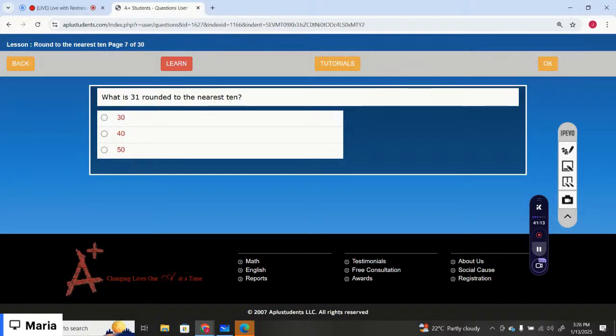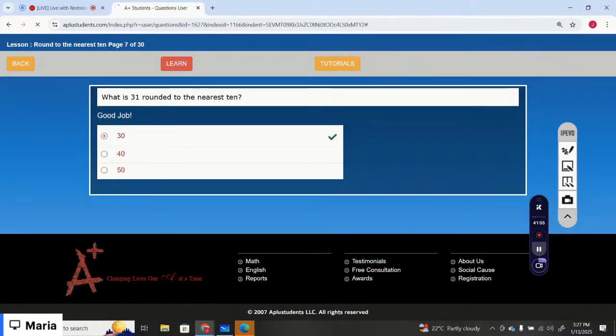What is 31 rounded to the nearest 10, which is the correct option? The correct option is 30. Option number one is the correct option. Very good.